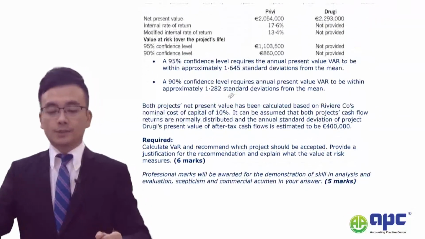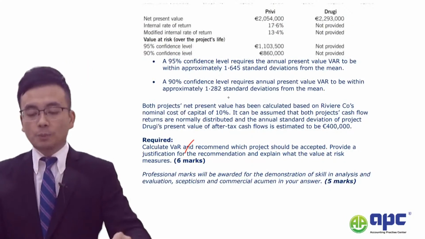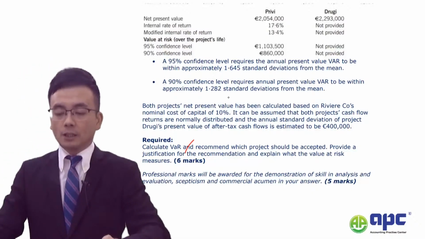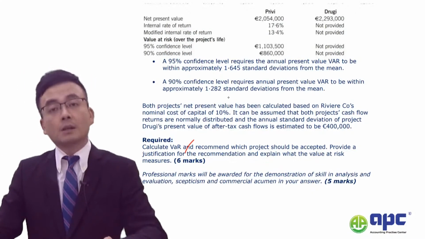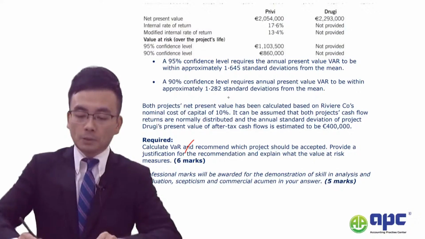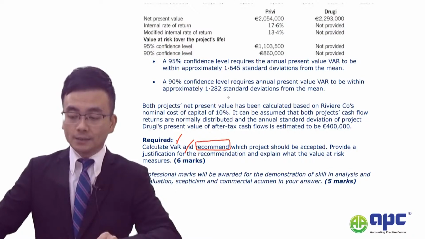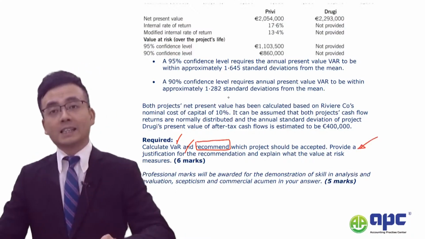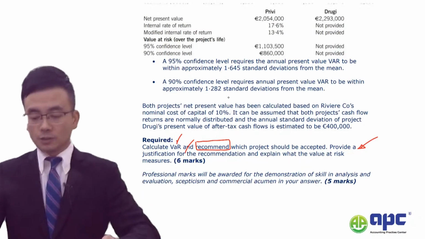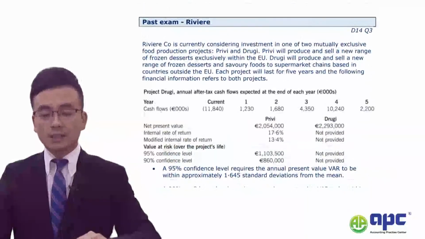Now we're required to calculate the VAR, or value at risk, recommend which project should be accepted, and provide a justification for the recommendation that explains what the value at risk measures. It seems that not only do we need to calculate something, but we also need to recommend which project, and then slot in a justification about this method. We are given quite a lot of marks here, related to a professional mark of 5. Now let's see this question altogether.